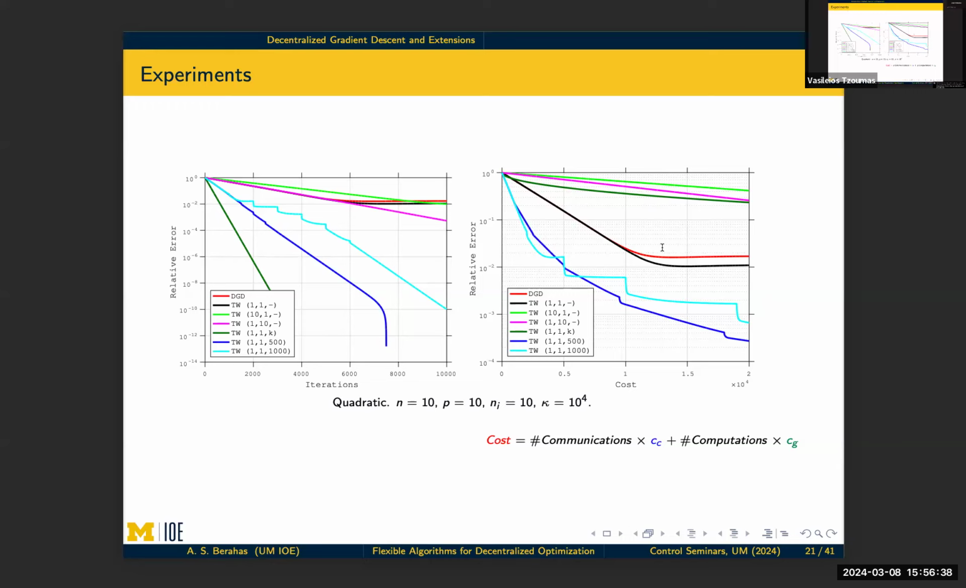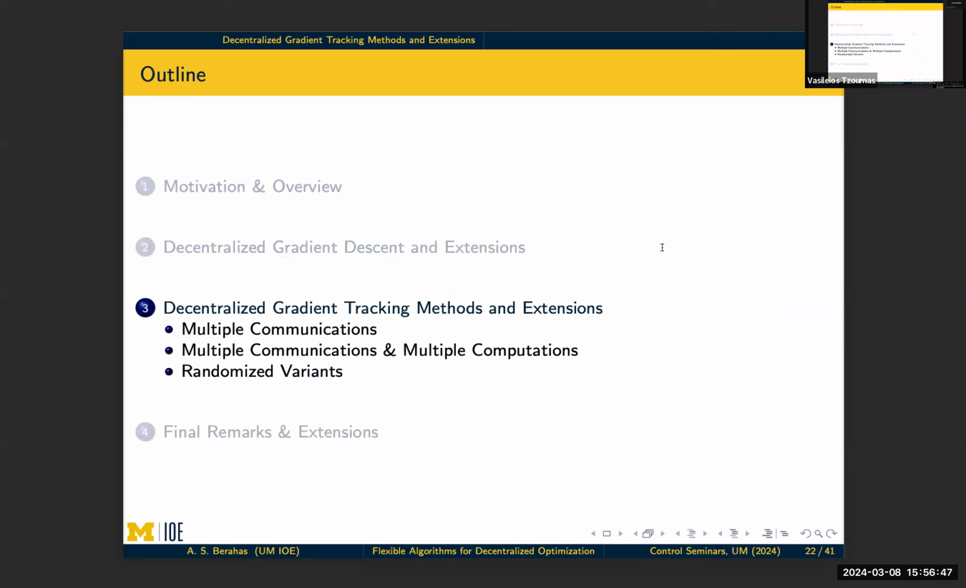But again, this is not an advanced algorithm. I don't like the fact that when I consider cost, my green line is up here. Right. So we need an advanced algorithm. So let's talk about advanced algorithms.